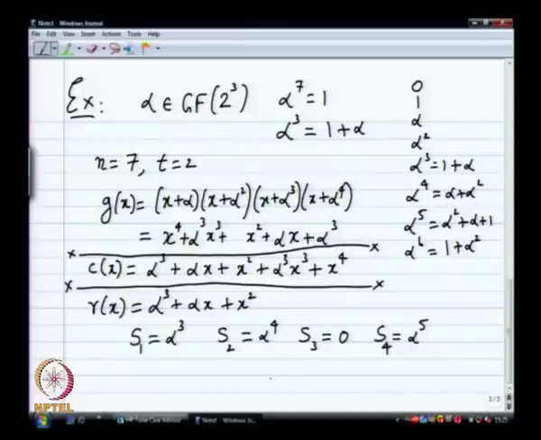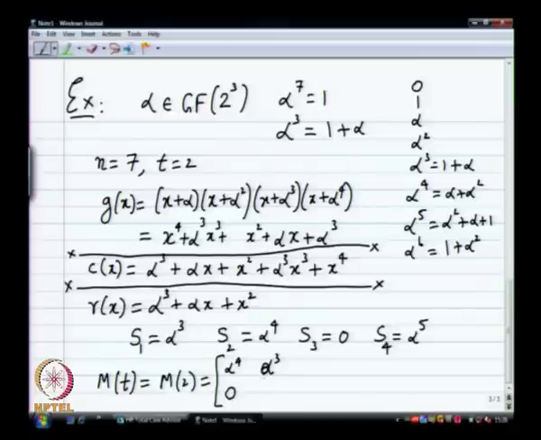Okay. So, the next step is what? You have to make that matrix and find out if it is singular or not. I know for t equals 2 it is going to be singular already, but anyway let us pretend that we do not know it. And we start with m of t, which is m of 2, right. That would be, what do I put here? S2, S1, oh S1 is alpha power 3, I am sorry, and then S3, S2.